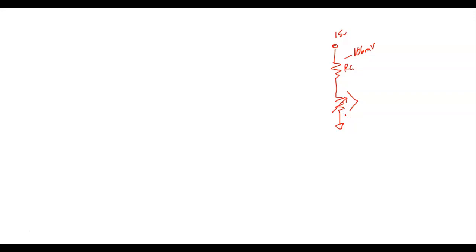Kirchhoff's voltage law says the sum of the voltage drops in a series circuit has to equal the applied voltage. So if this guy's only dropping 106 millivolts, how much is being dropped across the transistor? Yeah, 14.9 volts, right? So is the transistor cut off or is it saturated? If it was saturated, it would drop almost 0 volts. Here it's dropping the entire voltage, right? You understand? So the transistor's cut off.